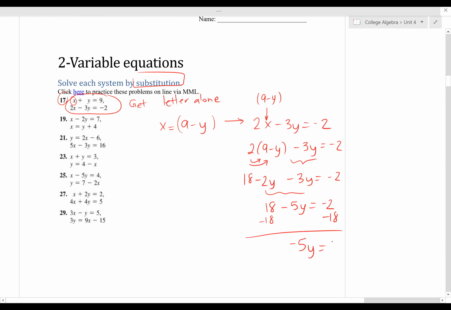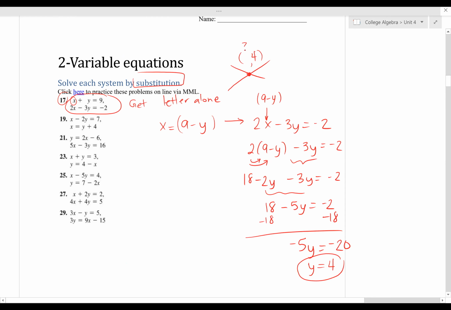So negative 5y equals negative 20, when we do negative 2 take away 18. And then we divide by negative 5 and we get y is equal to 4. Since we did find a solution for y, then we know that these two lines do intersect and the ordered pair has the y coordinate of 4.